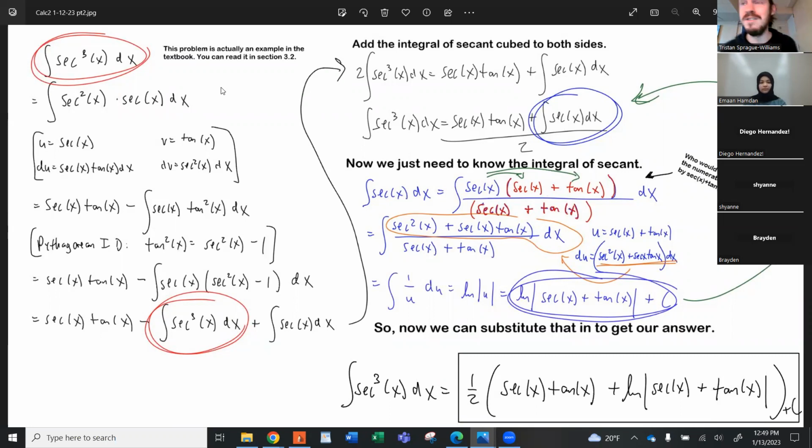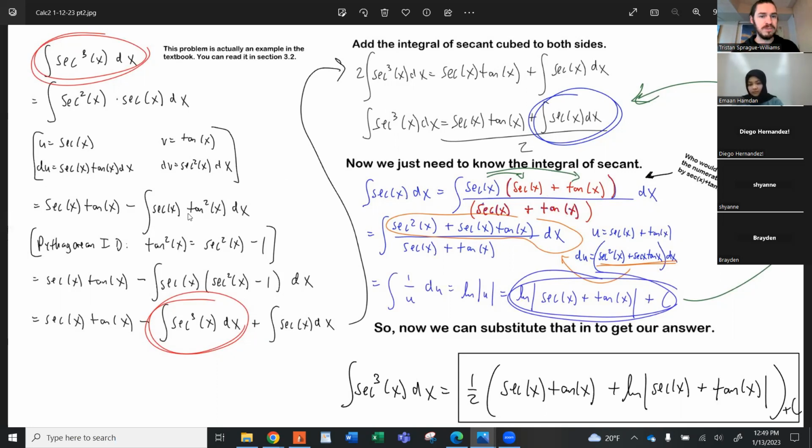It's an example in the section. We could have just looked it up, but it was more fun to go through and try a bunch of things and mess it up. What you actually end up having to do here is apply the Pythagorean identity right down here, but after you've already done integration by parts once. So these are both tools that I tried using. I just didn't put the tools together in quite the right way, right?